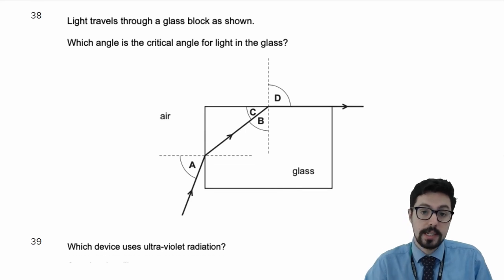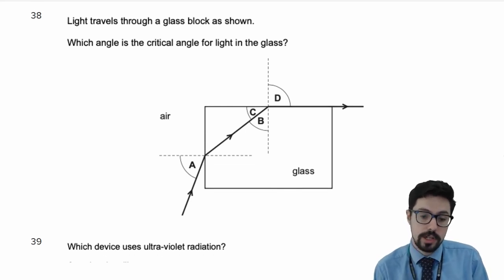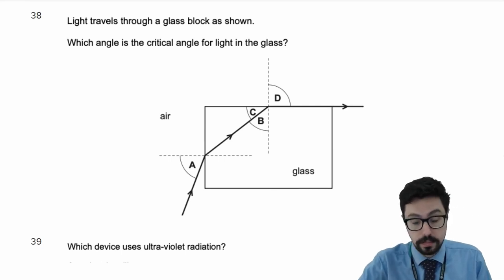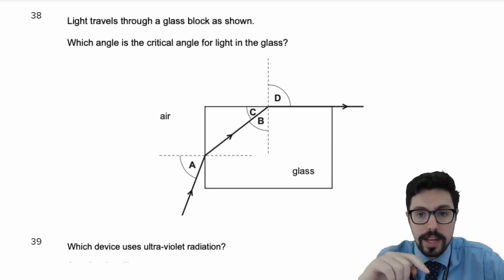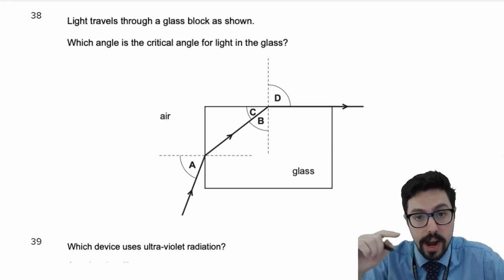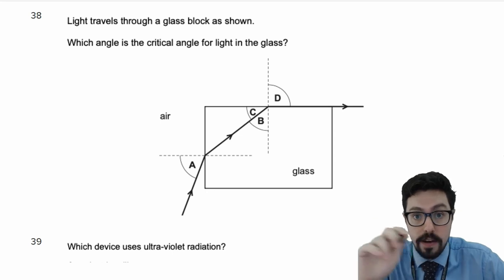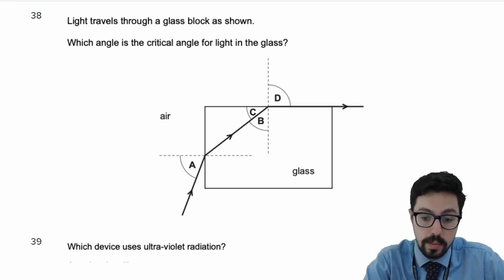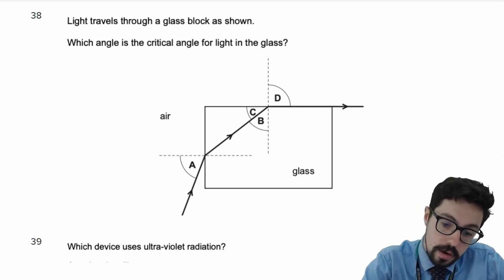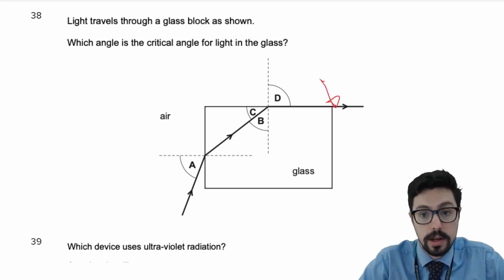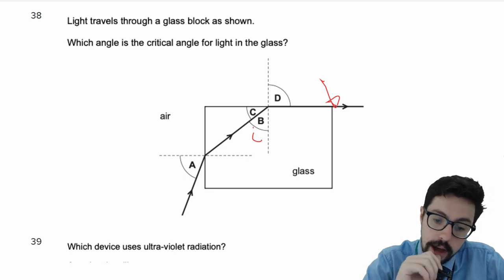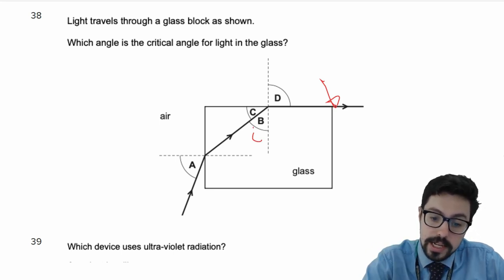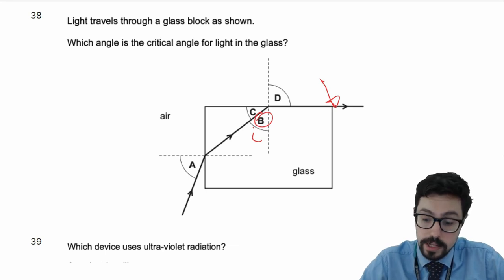Okay, 38 is our refraction question, and this one's about the critical angle. This is just your knowledge. You should know the critical angle is the angle of incidence at which the refracted ray travels along the surface or the boundary line. So we've got here a refracted ray traveling along the boundary line. The angle of incidence is the angle between the normal and the ray that came in. So that is my angle I there. The angle at which that has happened is definitely B in this case.